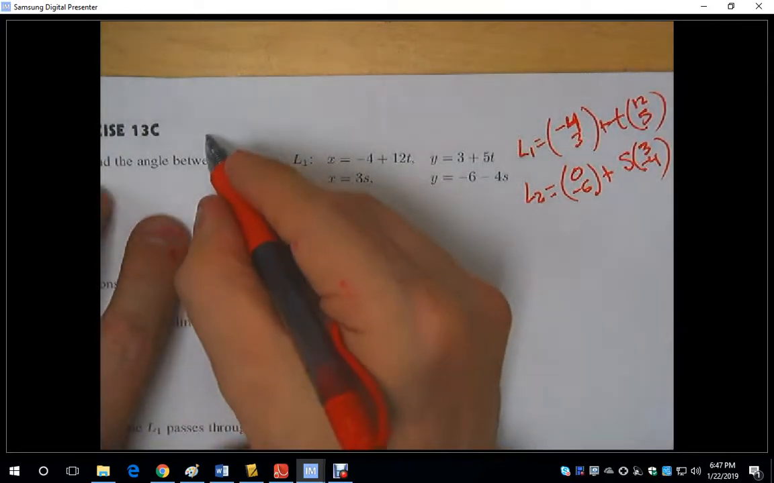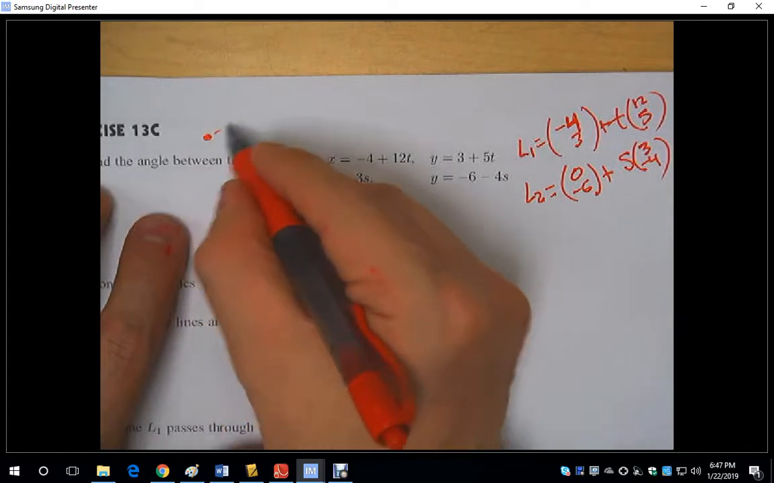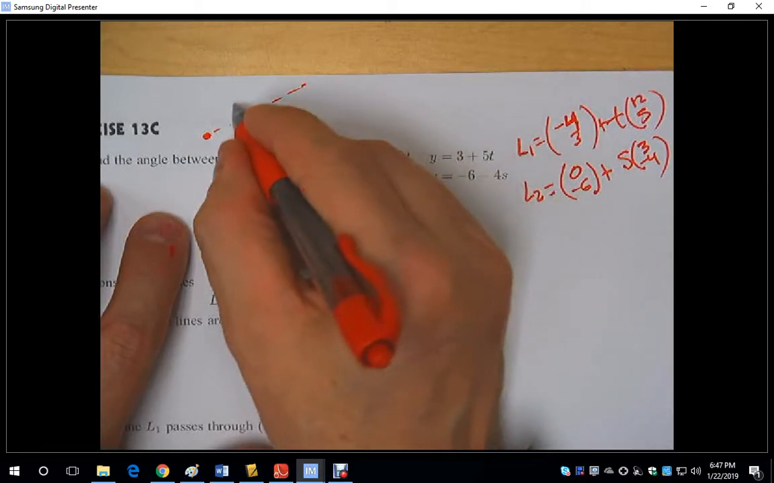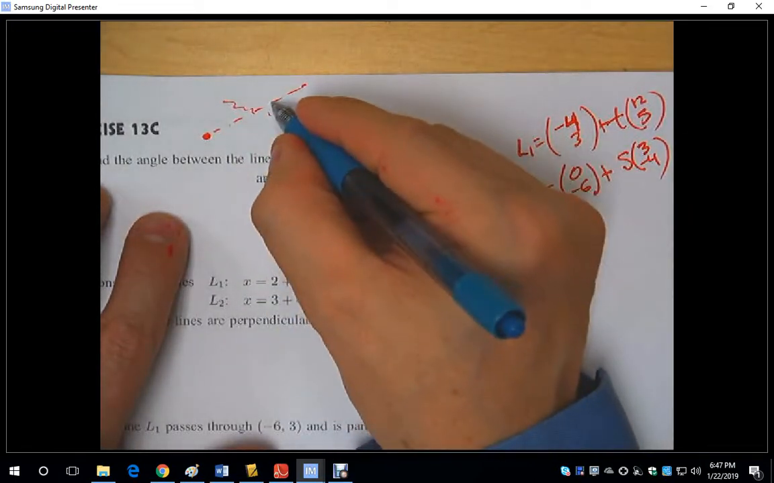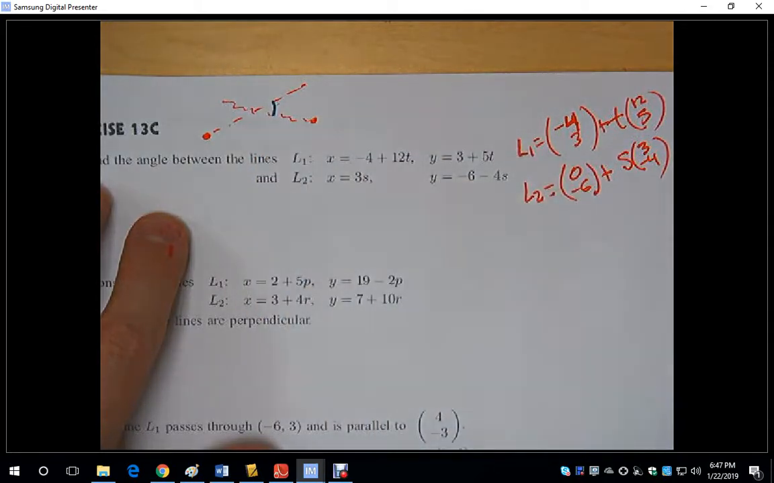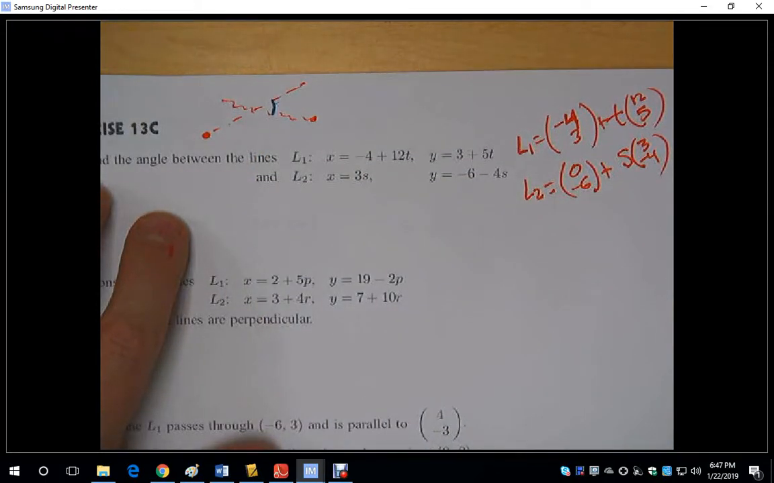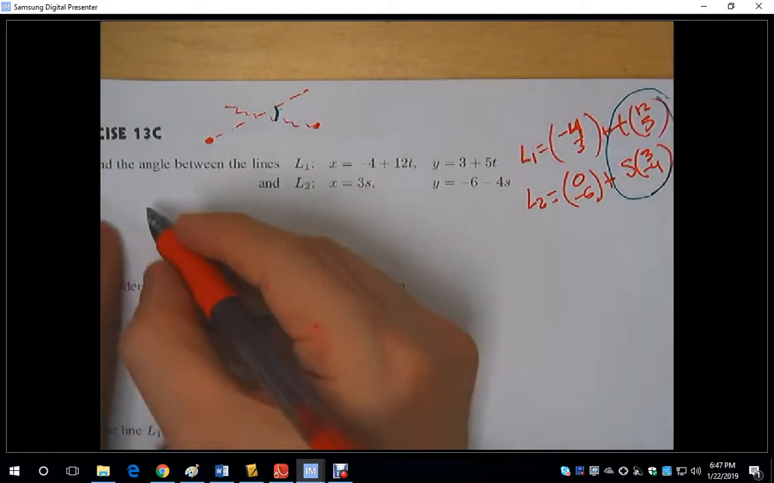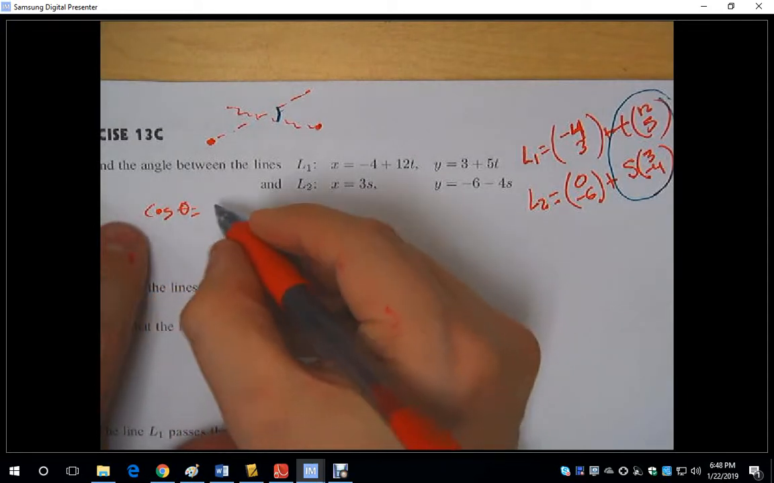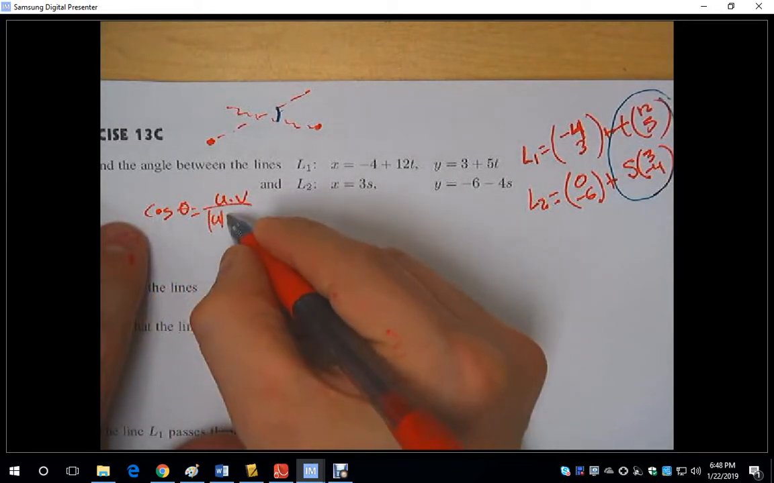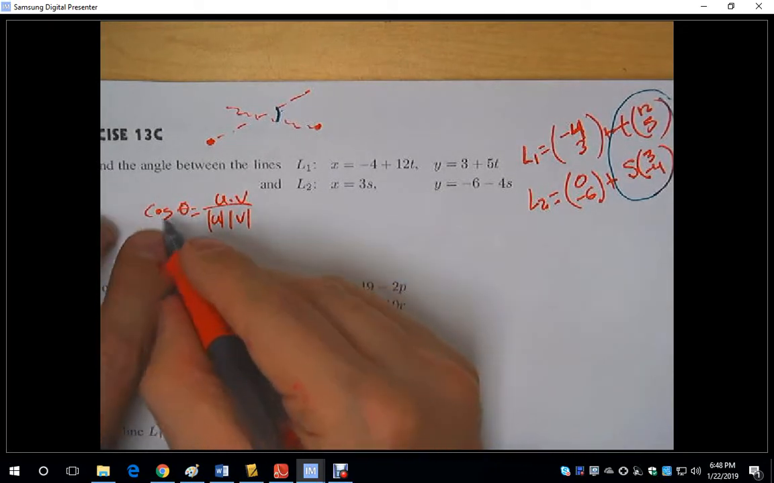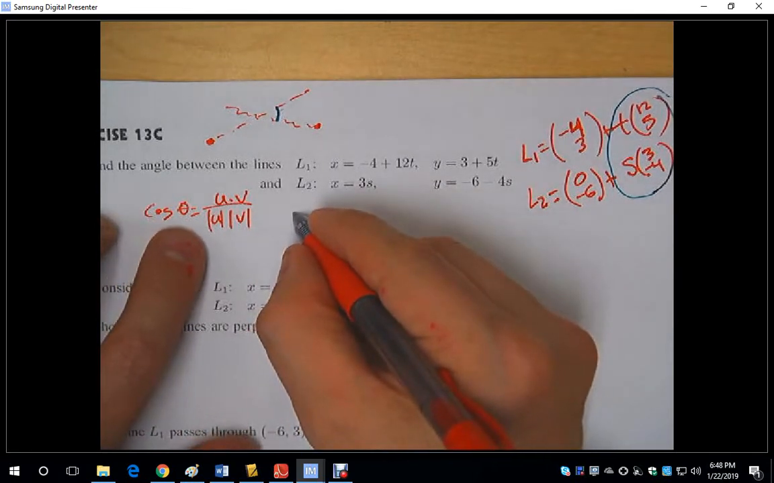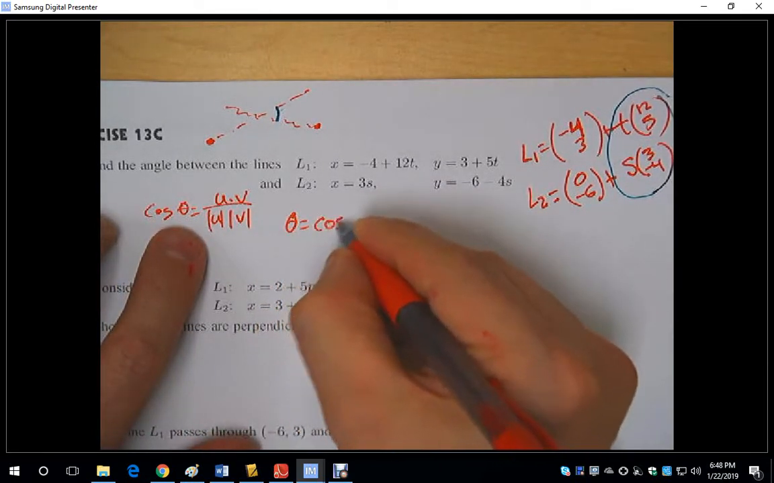Now, if you consider that we have some starting point and a direction vector, and some starting point over here with a direction vector here, you can see that the only thing that really matters to find the angle between these two lines is the direction vectors. So I'm going to use our equation of cosine theta equals u dot v over the magnitude of u times the magnitude of v. Now I'm going to solve for theta, so I'm going to take the inverse of cosine to both sides.